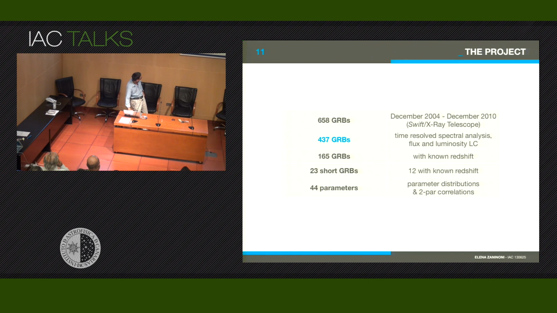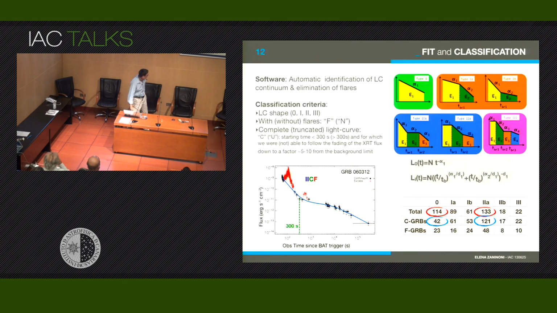In particular, we fit all the X-ray light curves, not considering the X-ray flares, and we collect 44 parameters from this light curve fitting for the energetics of the X-ray emission, and also we collect parameters from the literature to put also some characteristics of the prompt emission. In this way, what we did is to see the parameter distributions and also to find out and test two-parameter correlations.